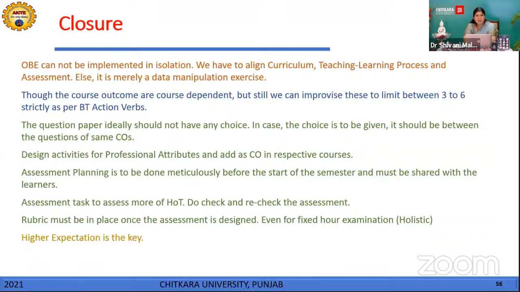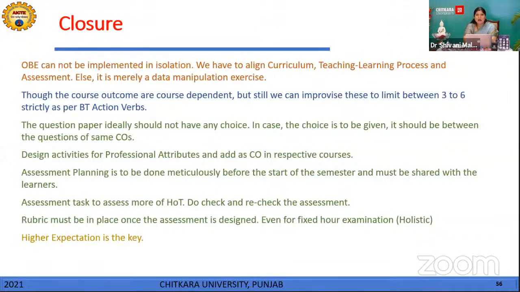Otherwise, if we just think about what we are doing, it will be just a data manipulation exercise if we are not aligning these three. Though the course outcomes are course dependent, we can still limit them to 3 to 6. That is the apt level for designing course outcomes for a particular course. And then strictly, we must use the action verbs as defined by Bloom's taxonomy.